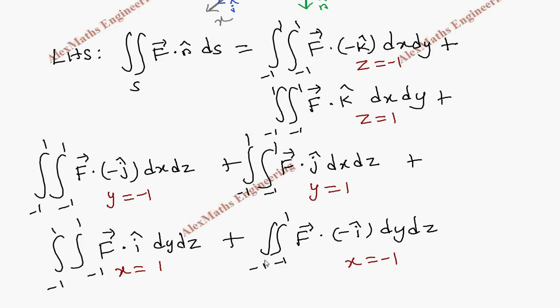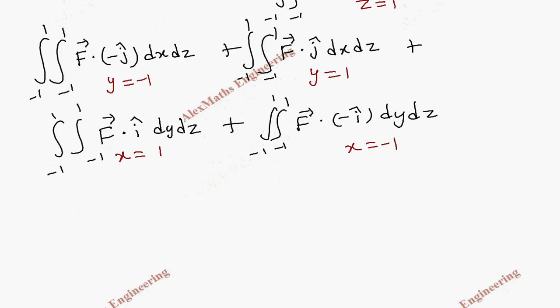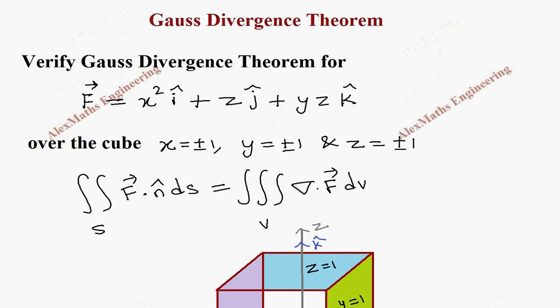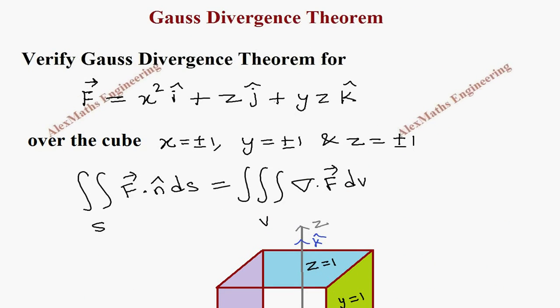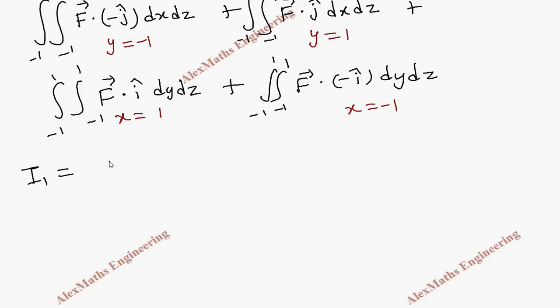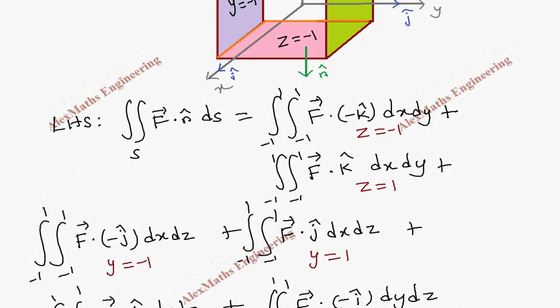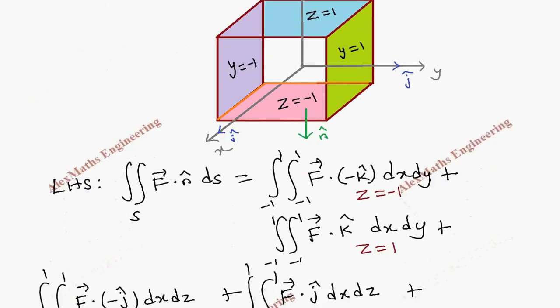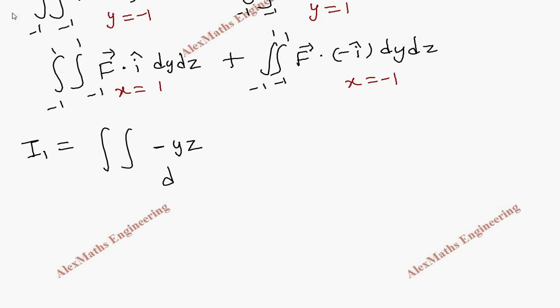Then coming to the first part, let us take I1. We take the first two integrals as I1, f dot minus k cap. This will be yz. So minus yz will come. So double integral minus yz. And there is a minus sign, because of that only we have taken the minus sign. Minus yz, then dx dy. z is minus 1. So this is into dx dy, and z is minus 1.